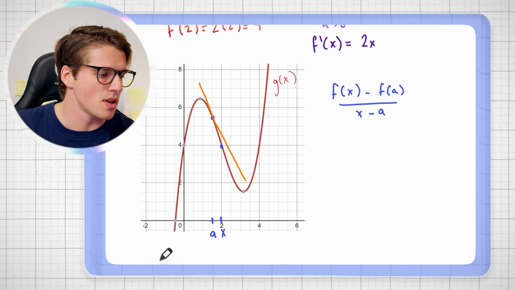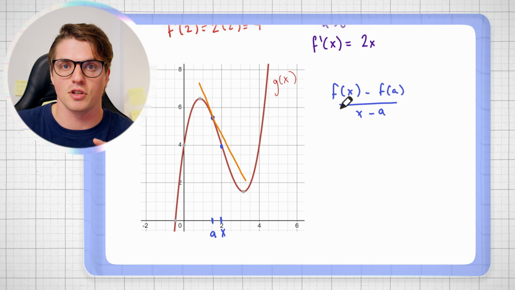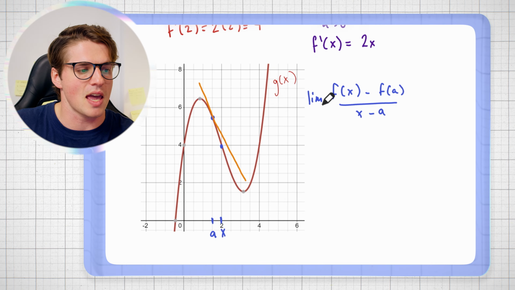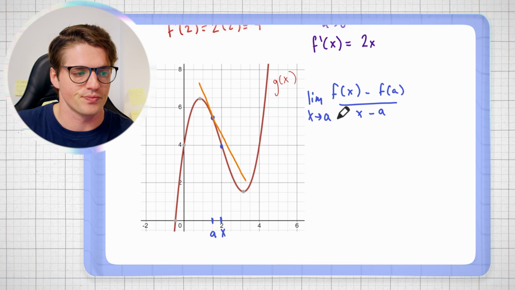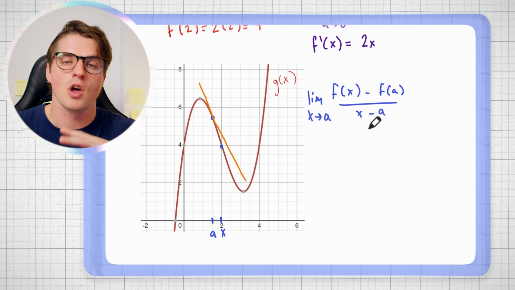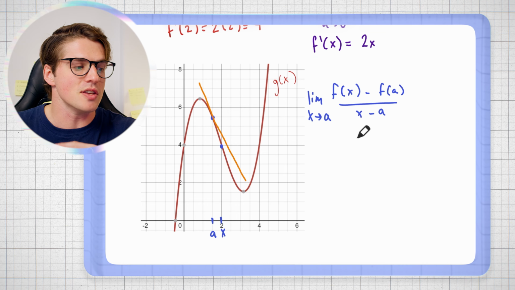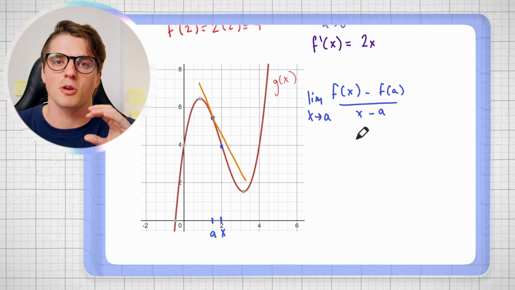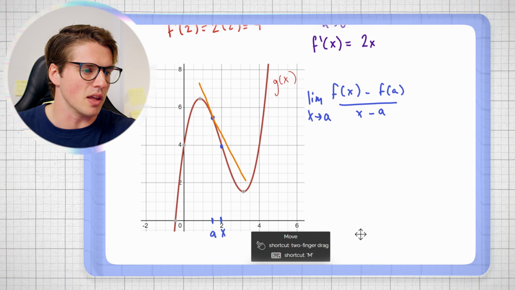However, if we bring this x value closer to a, then we'll end up getting the slope of the tangent line. So in order to get the second definition of the derivative, we'll take the limit as x goes to a of f of x minus f of a over x minus a. And this will give us the derivative at a specific point a. What do I mean by that?